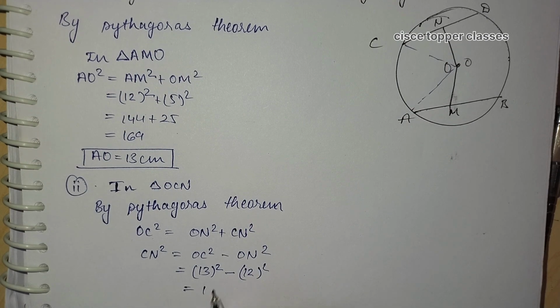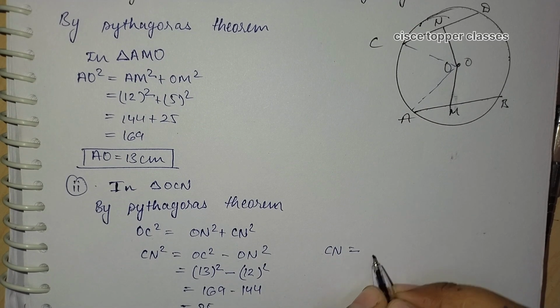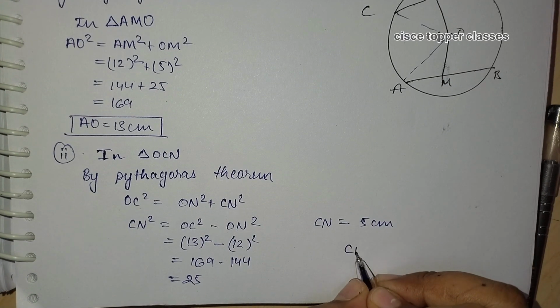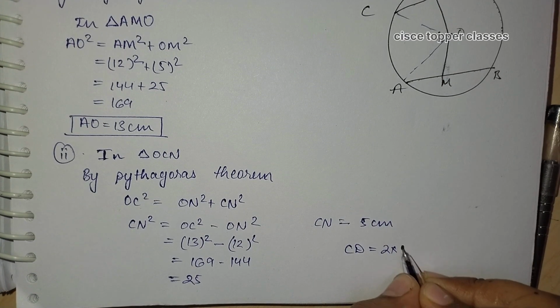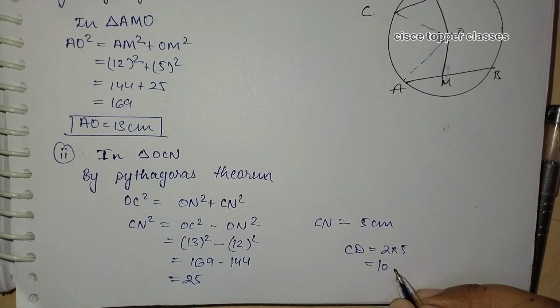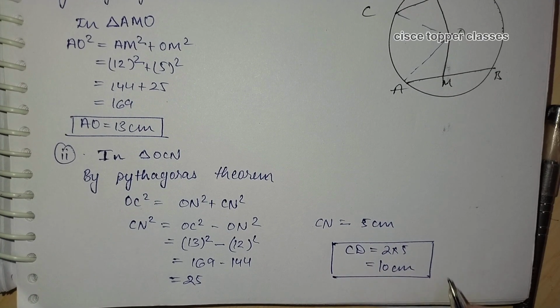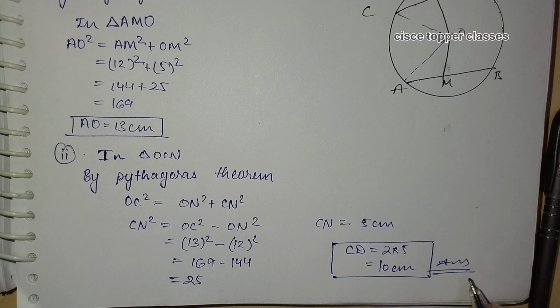We will take this square here. 169 minus 144 is equal to 25. We will take the square root. So CN is equal to 5 from here. 5 centimeter means the double of CN. 2 into 5 is the length of the chord CD. So 10 centimeter is the final answer in the second part, here in the seventh first part.